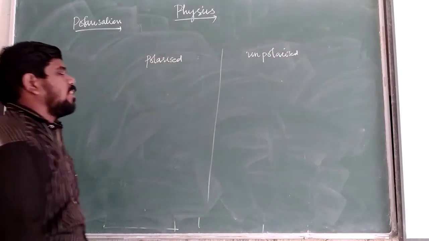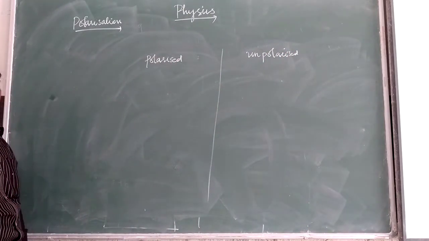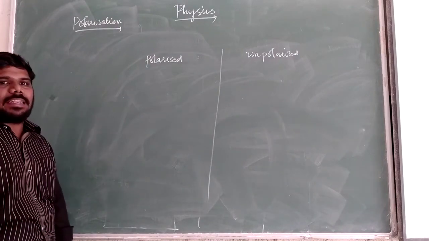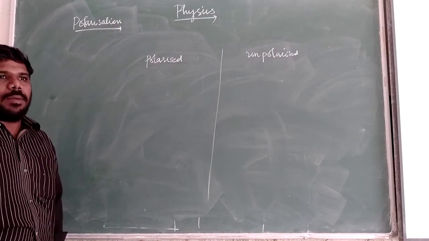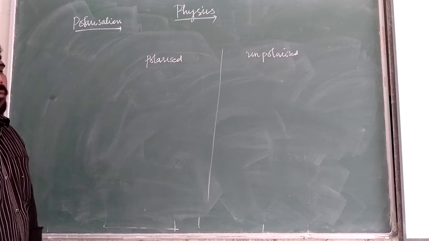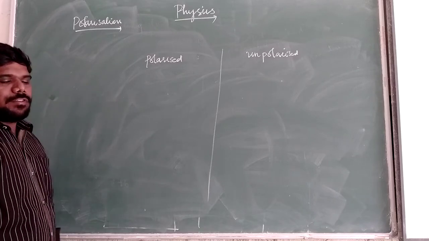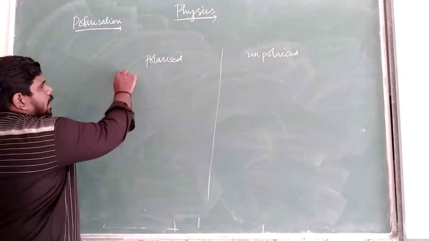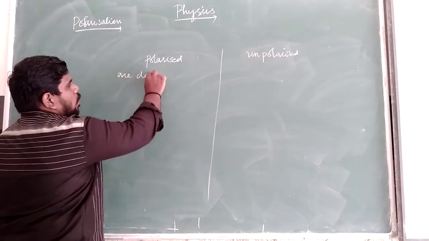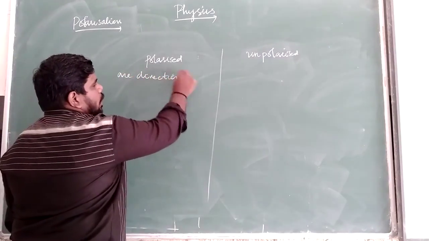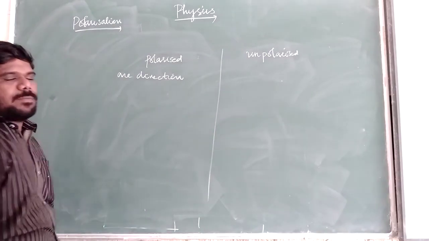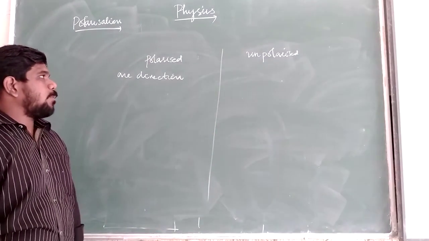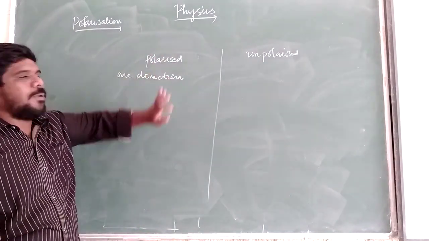So what is polarized light? Polarized light consists of waves having an electric field and a magnetic field which vibrate in one direction perpendicular to the direction of propagation. Then it is called polarized light.